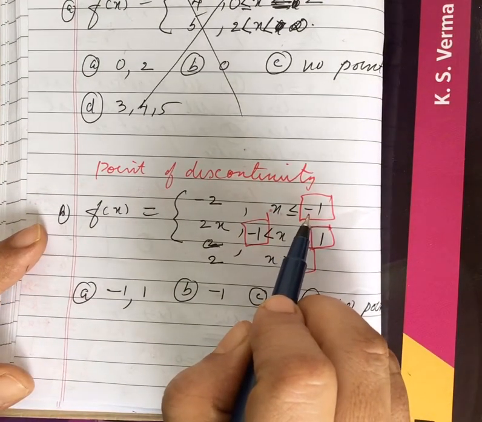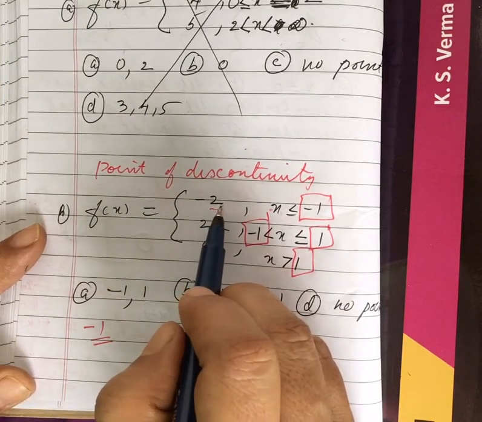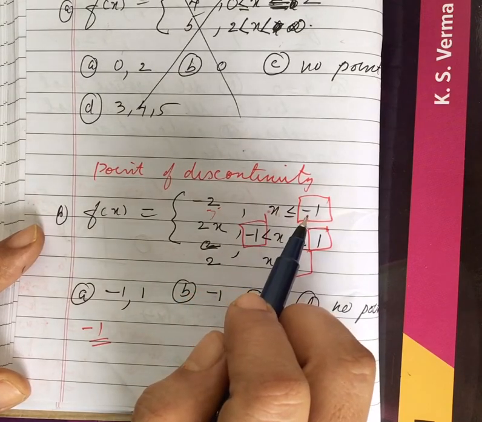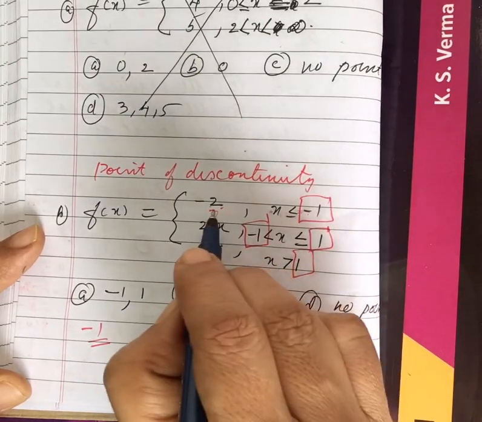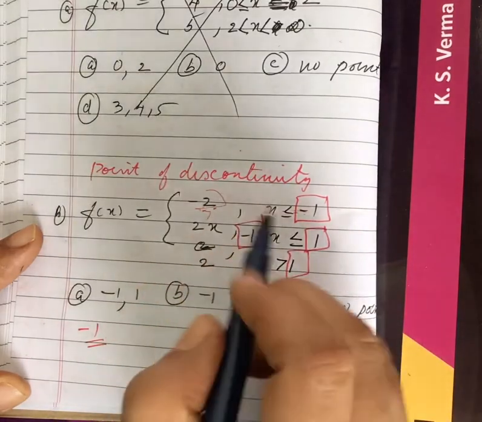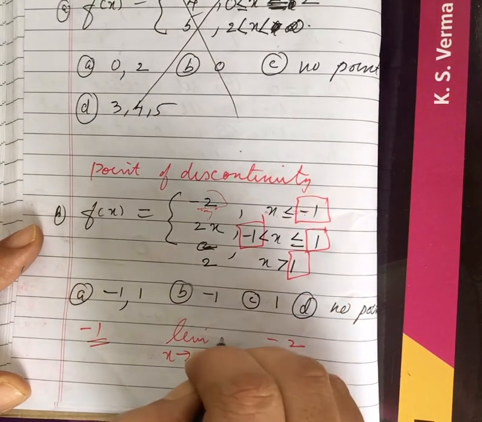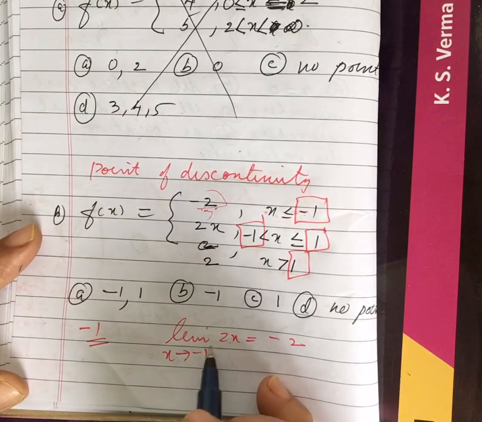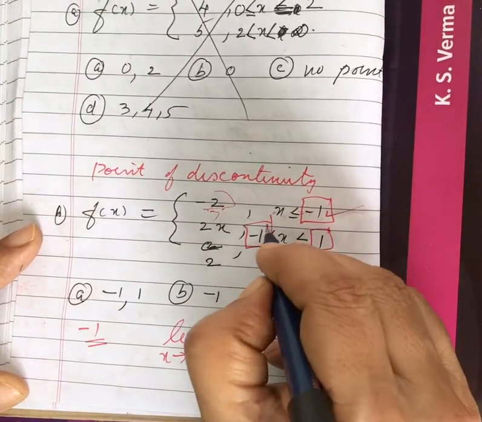Now to check the continuity at the point minus 1, what you have to check? Left hand limit must be equal to right hand limit, which must be equal to the function value at minus 1. The function value is minus 2. What is the left hand limit? Limit of a constant is the constant, that is also minus 2. What will be the right hand limit? It is limit x tends to minus 1 of 2x, which is 2 into minus 1, that is also minus 2. So it is continuous at this point.